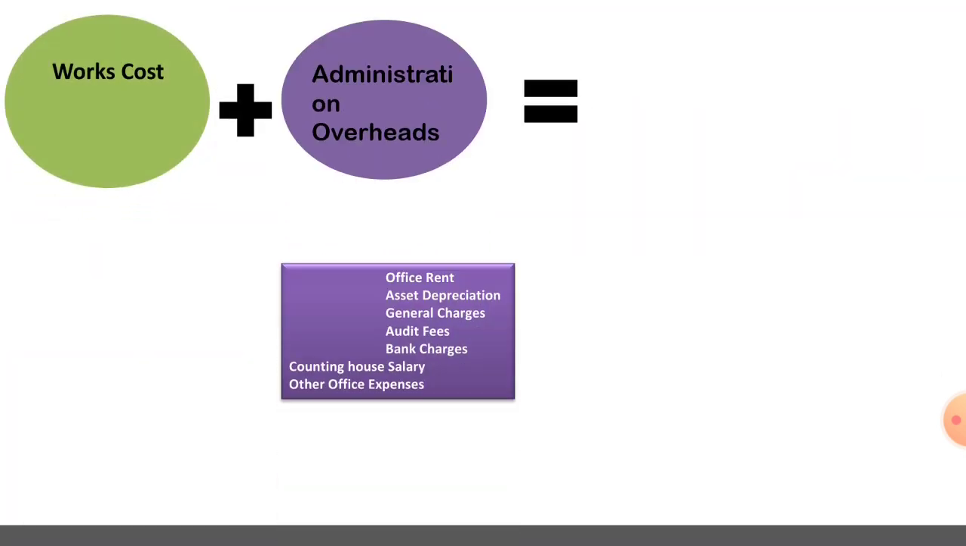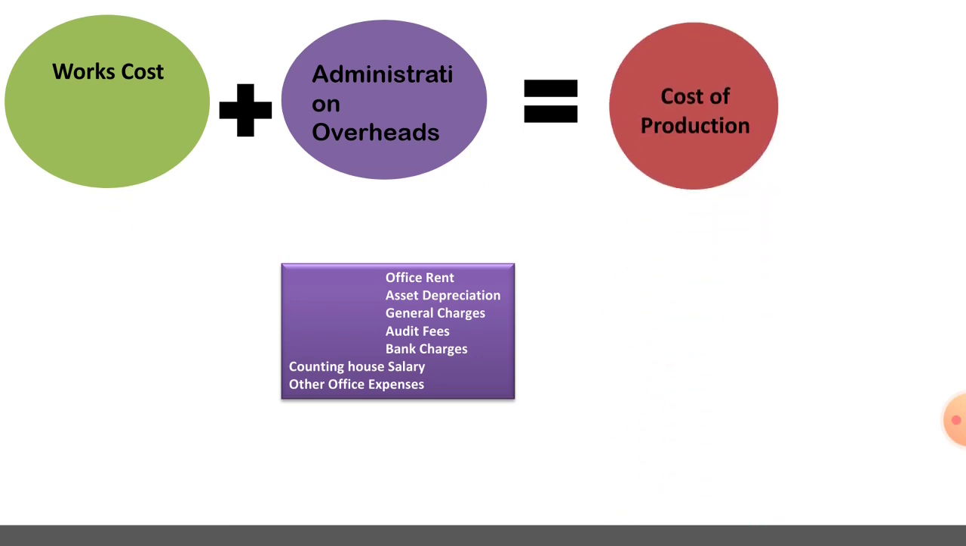Then in the works cost, if we add the administrative overheads, administrative means these are the expenses which are indirect and which are related to the administrative office. For example, office rent, office asset depreciation, general charges, audit fee, bank charges, counting house salary, other office expenses. Once we add the office expenses into the factory cost or the works cost, we get the cost of production.